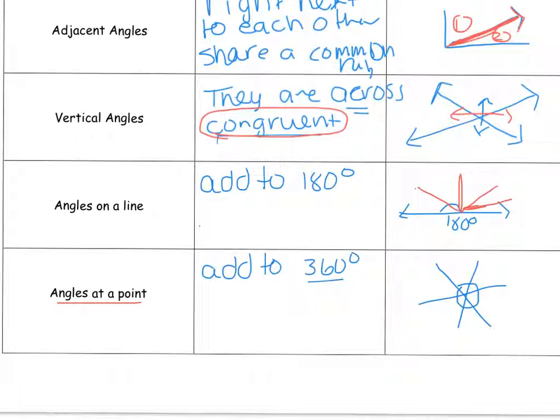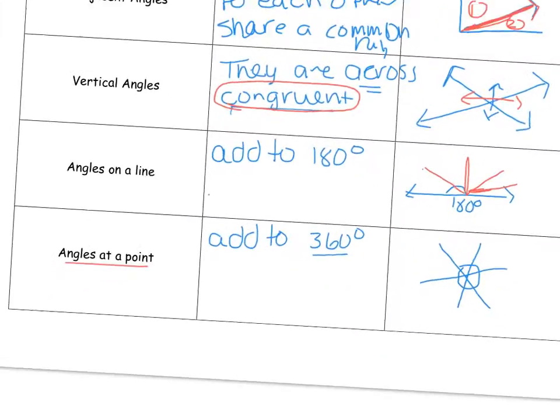So what you're going to be doing is determining the relationship between the angles in a given picture and then deciding, do they add to 180? Do they add to 360? Are they congruent? Do they add to 90 degrees? What do we know about them? And you're going to be writing equations and solving.